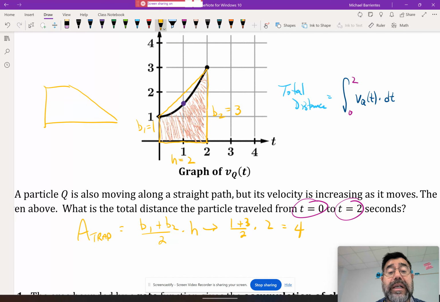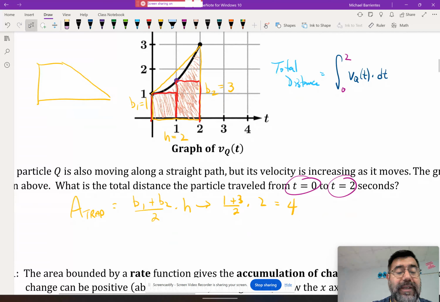Well, I don't know how to draw another trapezoid to figure that out. So what I could do is I could draw a rectangle here and a rectangle here. And the areas of these rectangles are definitely less than the shaded region. So in yellow, I have the upper bound. In the red rectangle areas I'm about to find, I have the lower bound. How do I find the area of these rectangles? Well, there are two of them. So I'm going to do base times height.